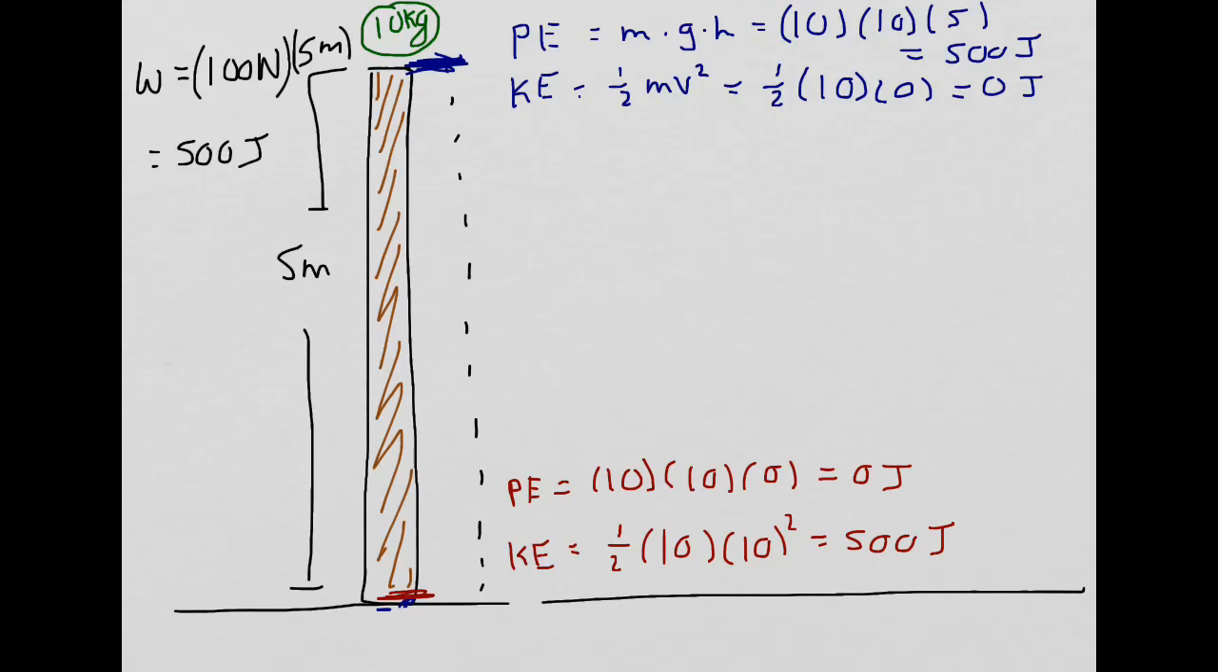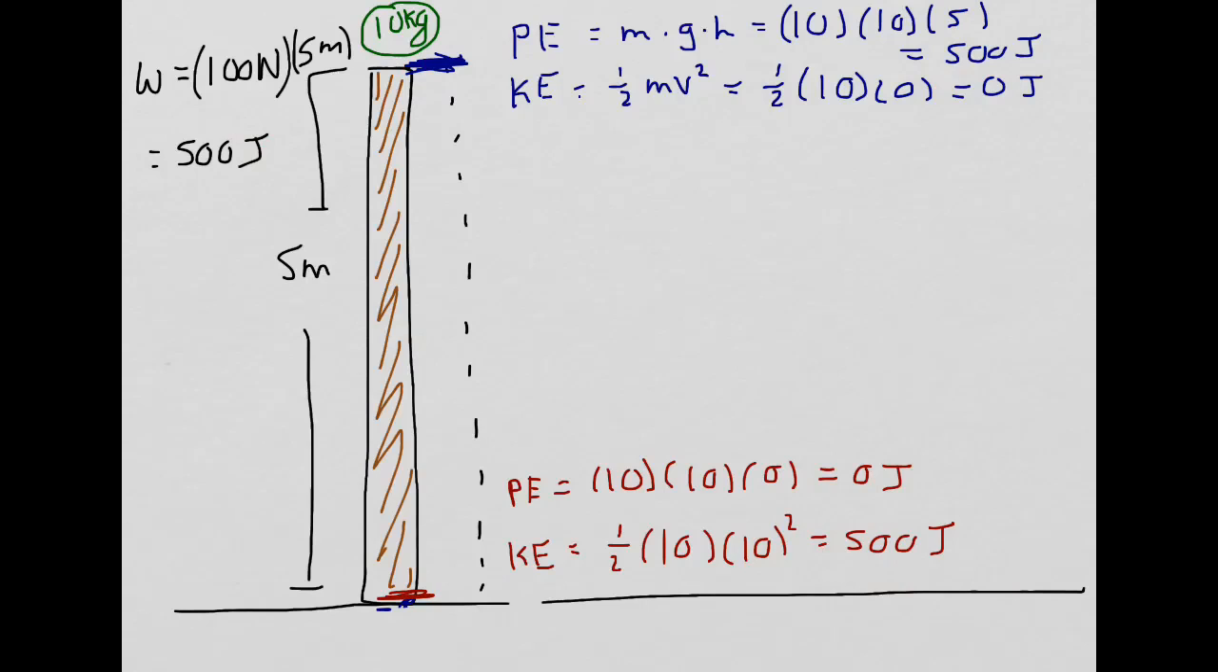So we should start to see that the sum of the potential and kinetic energies at the top is 500. 500 plus 0 is 500. And at the bottom is also 500. But potential energy goes from 500 joules to 0 joules. And then kinetic energy goes from 0 joules to 500 joules. So it looks like all of the ball's potential energy was transferred to kinetic energy. And those sums equal to the work that I had to do to lift the ball above the ground.